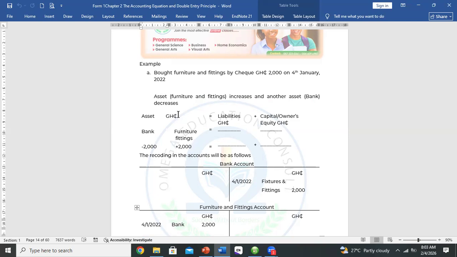So my business, my barbering shop, will acknowledge the chair, which is an asset. It is coming into the business. So I'll open a chair account and debit it. But the other side is I am owing Melcom. So that becomes a liability.